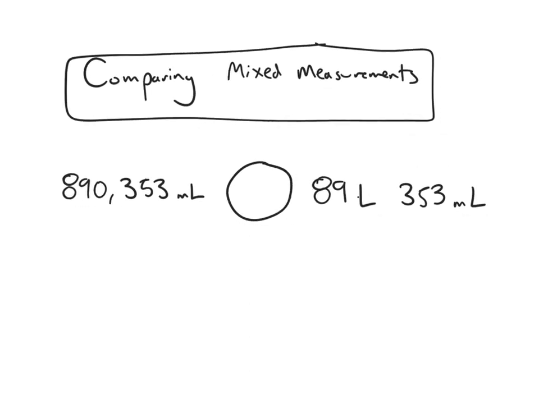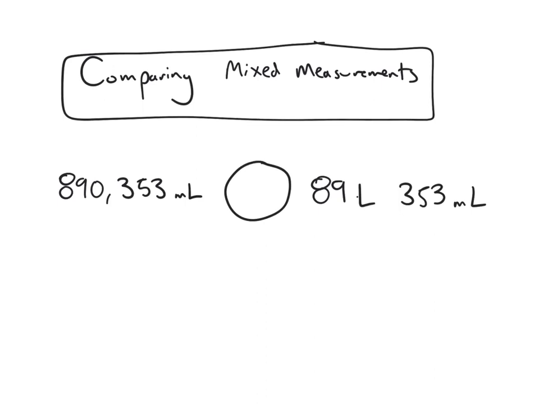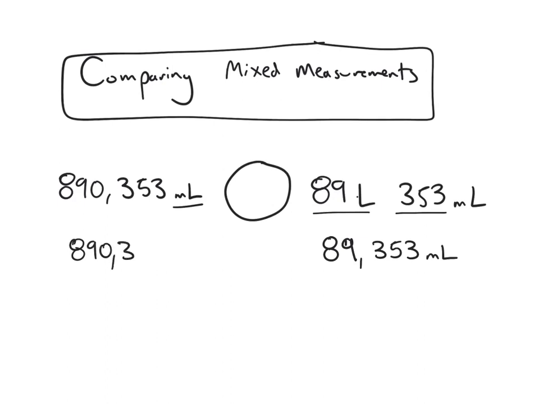So we have a metric volume problem here where we have 890,353 milliliters, and then we have 89 liters and 353 milliliters. Using our understanding of the relationship between liters and milliliters, we know that this 89 liters will represent our thousands place if we rewrite it. And then our milliliters will represent our ones, so we have 353 ones. And so I'm going to rewrite this mixed unit as a single unit, and then I'll just rewrite the other one, which is already a single unit measurement, as it is.